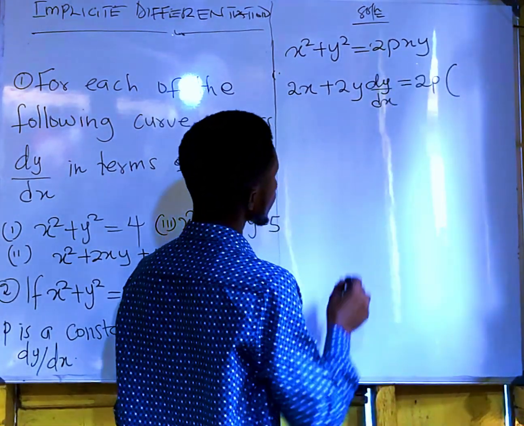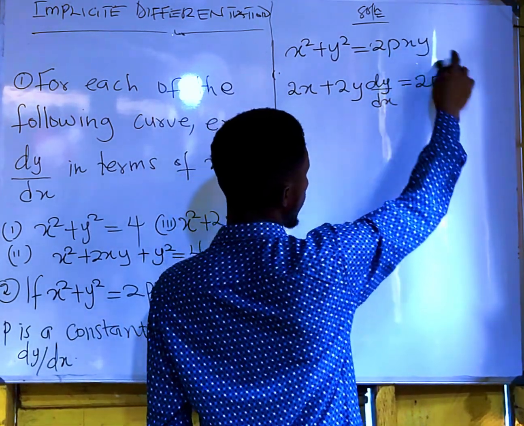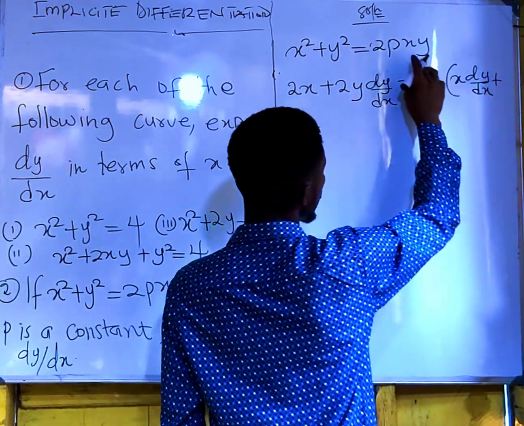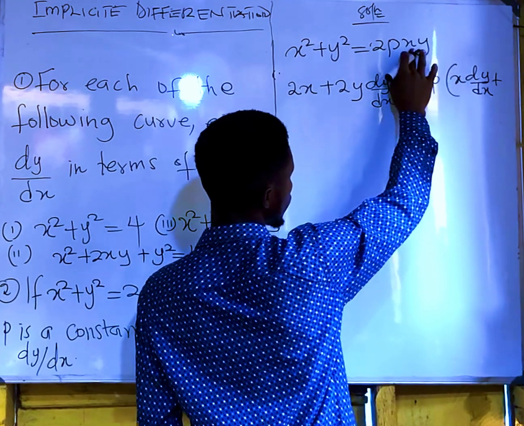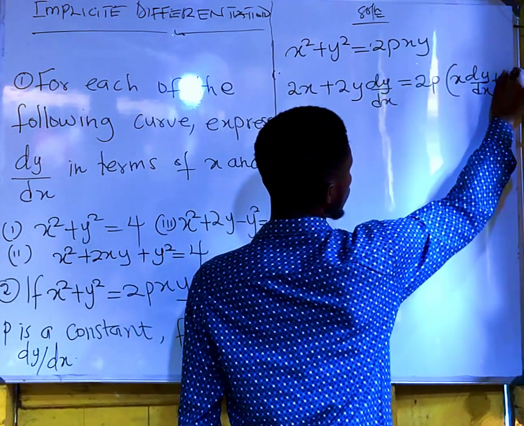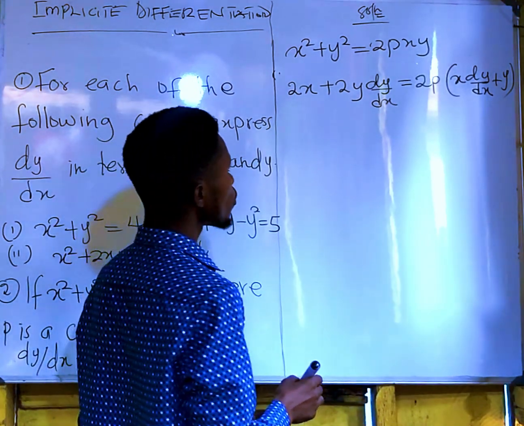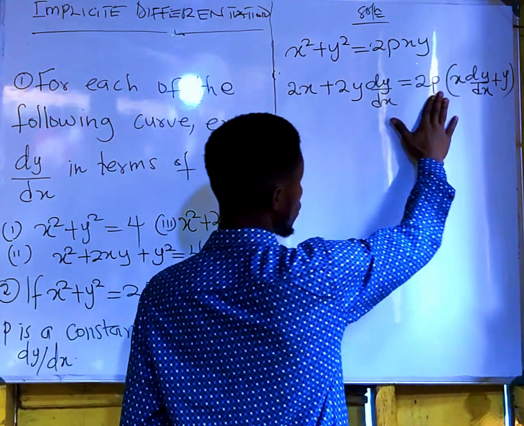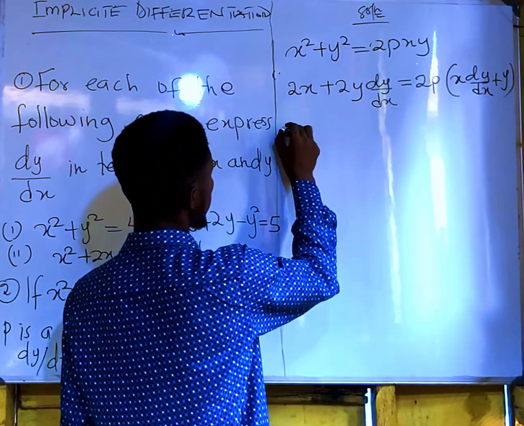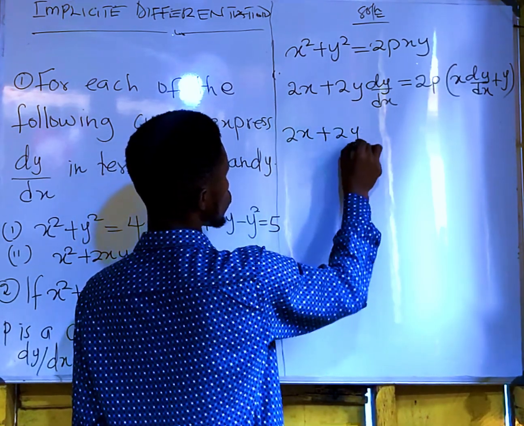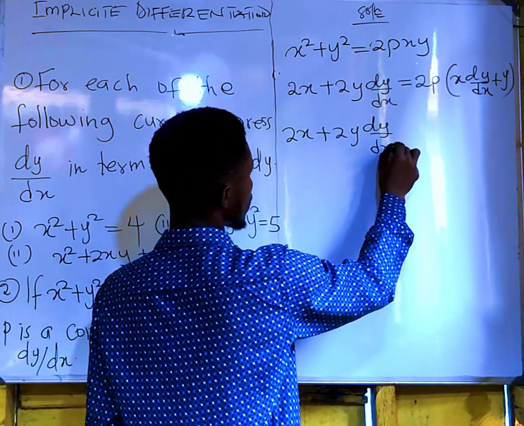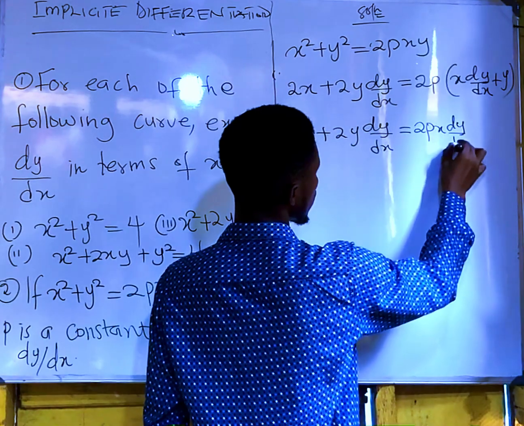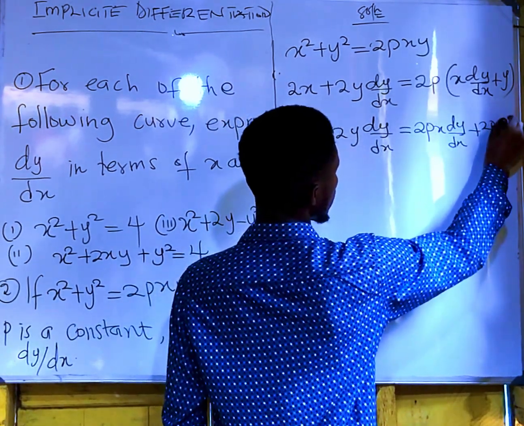Now differentiate this one. Keep hold x and differentiate y. That will give you x dy/dx plus hold y, differentiate x. If you differentiate x, you get 1. 1 times y will be y. Is that okay? Very good. So where I've gotten to now, I just need to multiply the 2p through because the p is also treated as constant. So if I do that, I have 2x plus 2y dy/dx equals to 2px dy/dx plus 2py.